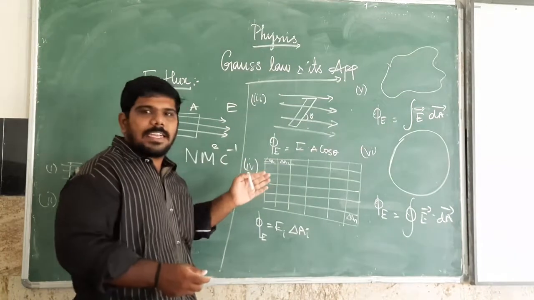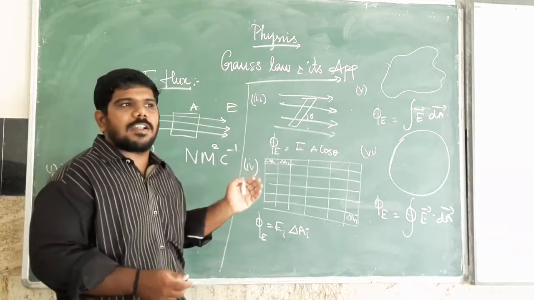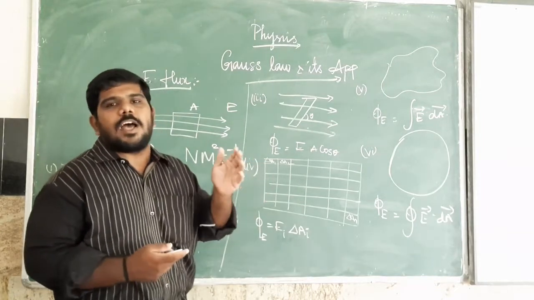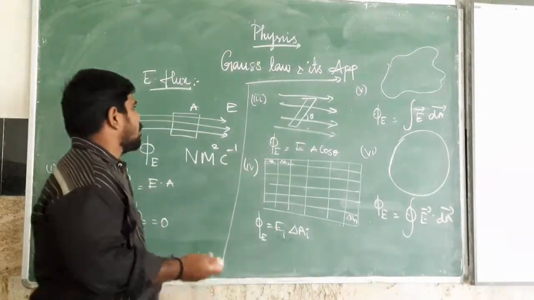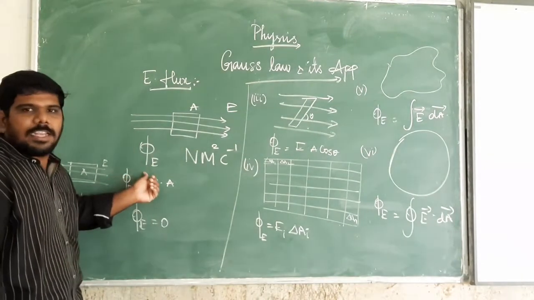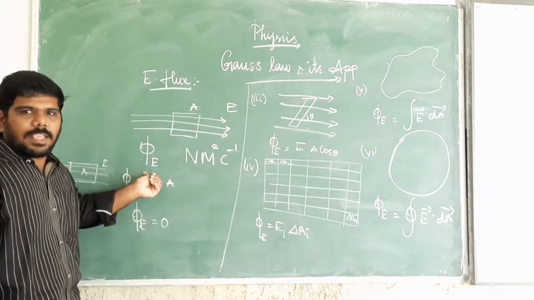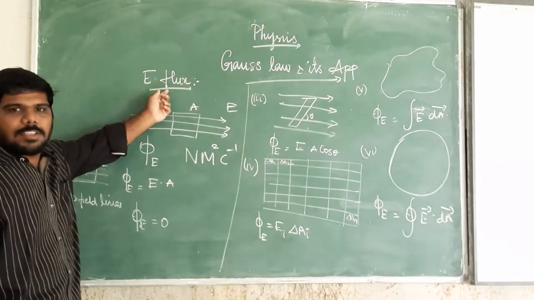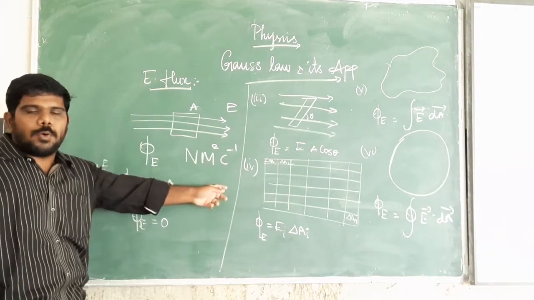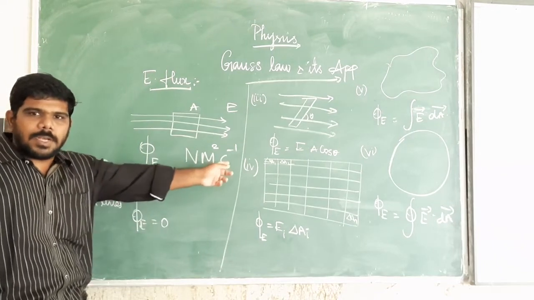The number of electric field lines passing through the surface, or crossing through the unit area normal to the electric field lines, is called electric flux. It is represented by the symbol phi of E. And the unit of electric flux is Newton meter square per coulomb.